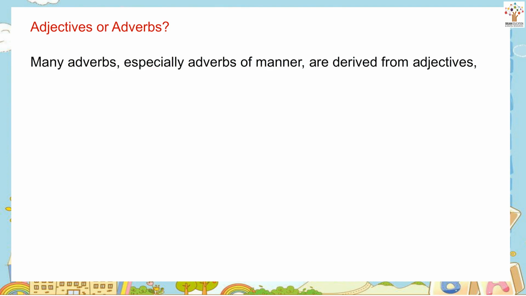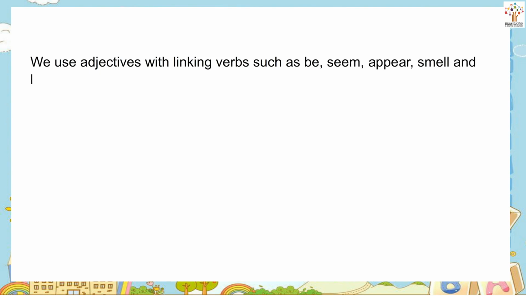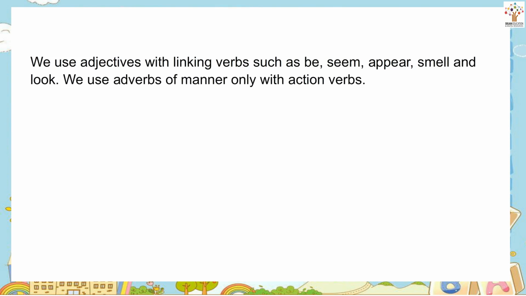Adjectives or adverbs. Many adverbs, especially adverbs of manner, are derived from adjectives. Loyal, loyally. Kind, kindly. Slow, slowly. Example: Rati seems kind. Adjective. Rati talks kindly. Adverb. We use adjectives with linking verbs such as be, seem, appear, smell and look. We use adverbs of manner only with action verbs.